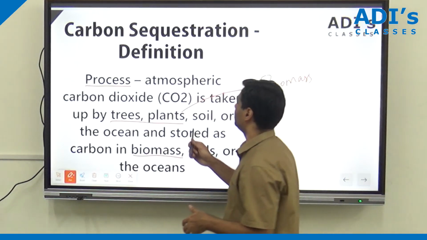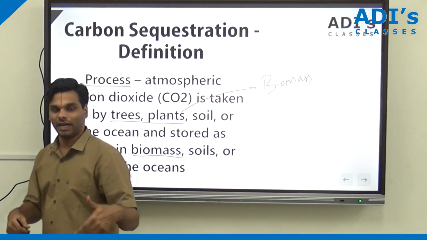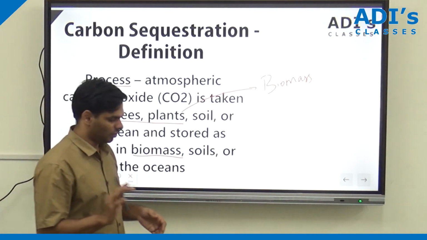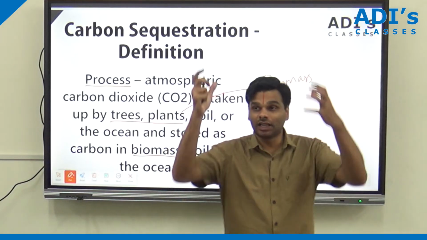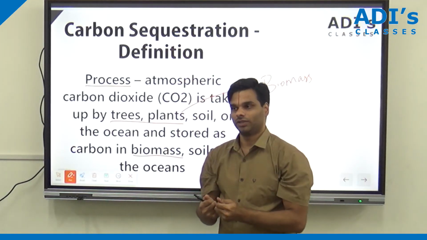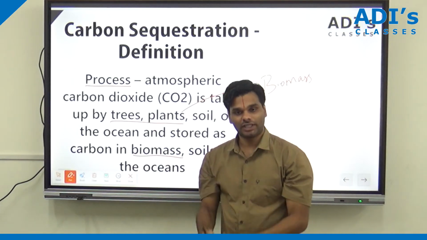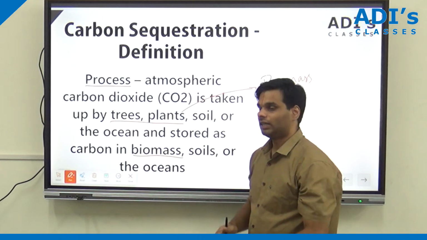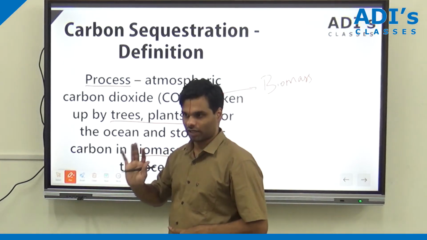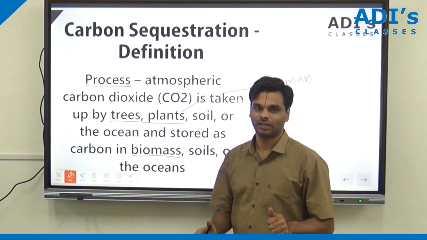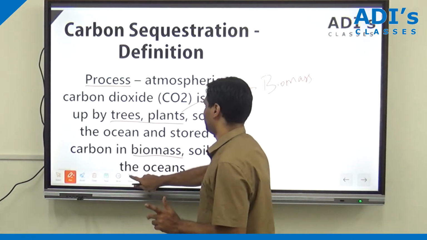Atmospheric carbon dioxide can be taken up by trees and plants. How? They use it up for photosynthesis. Correct? So this is carbon sequestration. Sequestration is pulling the carbon from the atmosphere and depositing it into biomass, or depositing it in the soil, or in the oceans or water. Okay? Clear? Any doubt about this definition? In a moment you will get a doubt now.